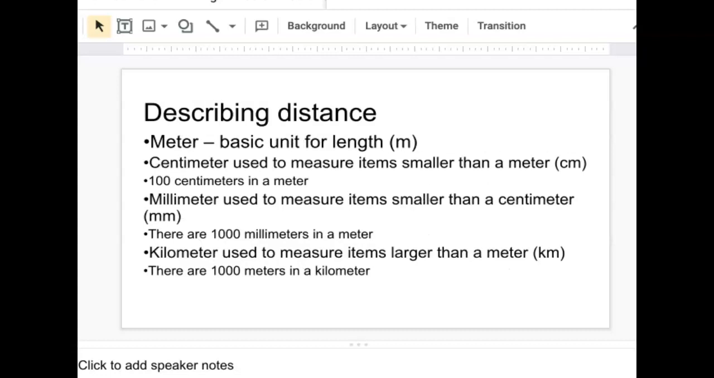When we look at describing distance, we use the metric system, and we're primarily going to use meters, centimeters, or millimeters. You use kilometers anytime it's a longer, greater distance, and we won't be doing that in school. So you need to know your basic units for labeling. The lowercase m for meters, cm for centimeters. Remember, there's 100 centimeters in a meter, like there are 100 cents in a dollar. Millimeter is even smaller. There are 1,000 millimeters in a meter. Kilometers are larger. There's 1,000 meters in a kilometer.